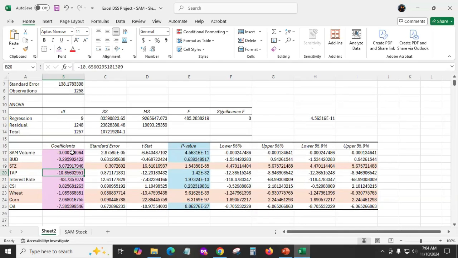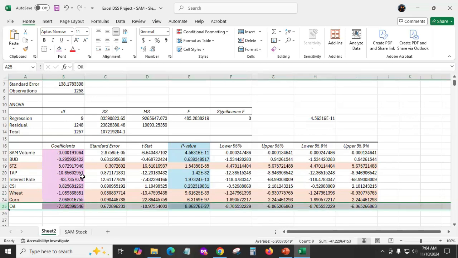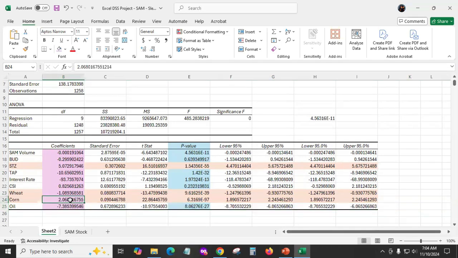Looking back at our regression analysis, all you really need to do is focus on whether these numbers are negative or positive. So again, I'm not worried about the actual number, the degree in which it is negative or positive. We're just looking for whether it's positive or negative. So here's an example. Oil is -7 or just negative. So when the price of oil goes up, the price of the Sam Adams stock goes down. Corn is positive. So when the price of corn goes up, the Sam Adams stock goes up.